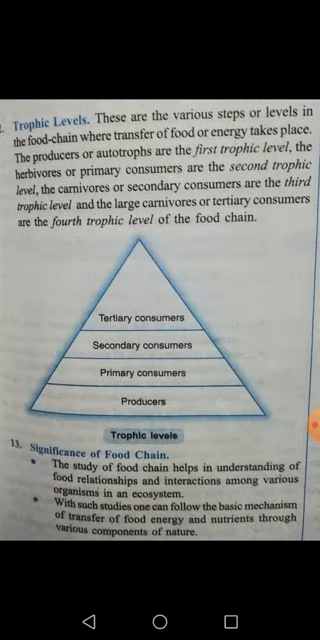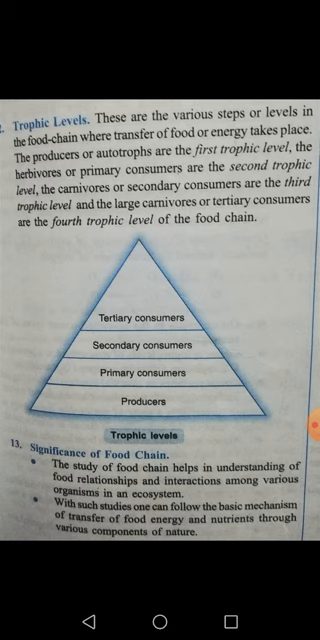Now, as I mentioned, in a food chain a particular organism is kept at a particular level or place, and this position is called a trophic level. So what are trophic levels? I am going to explain it. Trophic levels are the various levels or steps of the food chain through which food is passed in the form of energy.